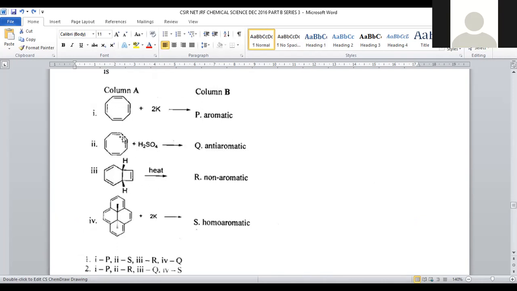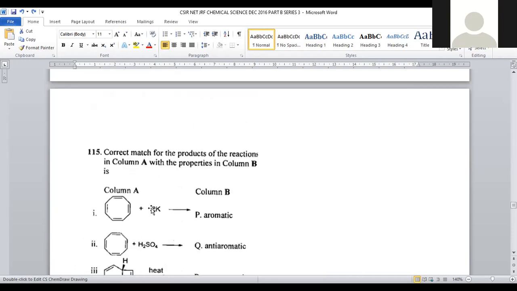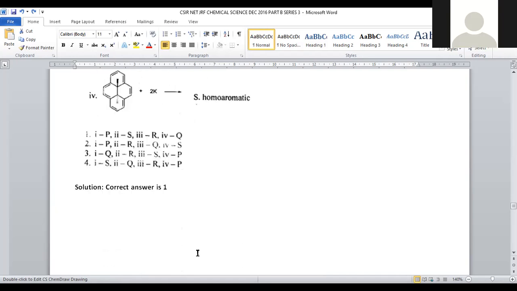It turned into a 8-membered cyclooctatetraene, which is non-aromatic. And this 4-membered ring becomes an anti-aromatic compound because all the rules got violated. That is said to be an anti-aromatic compound. 4n with a Q. All got satisfied in option number 1. For question number 115, option number 1 is the correct answer.